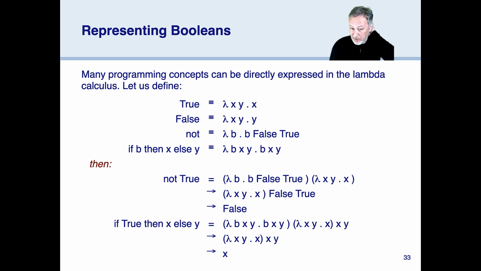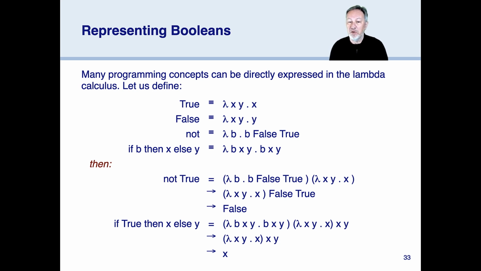Okay, looks a little weird, but let's see how it works. Not applied to true. Well, this is lambda b dot b false true, and it's applied to true, which is lambda xy dot x. We do a beta reduction, so the b gets bound to the value of true. There's the value of true, and it's being passed the arguments false and true. Well, true returns its first argument, so false. So not true is returning false. And it's trivial to see if you plug in not false, well, false will pick its second argument, so it'll return true. So not true is false, and not false is true.